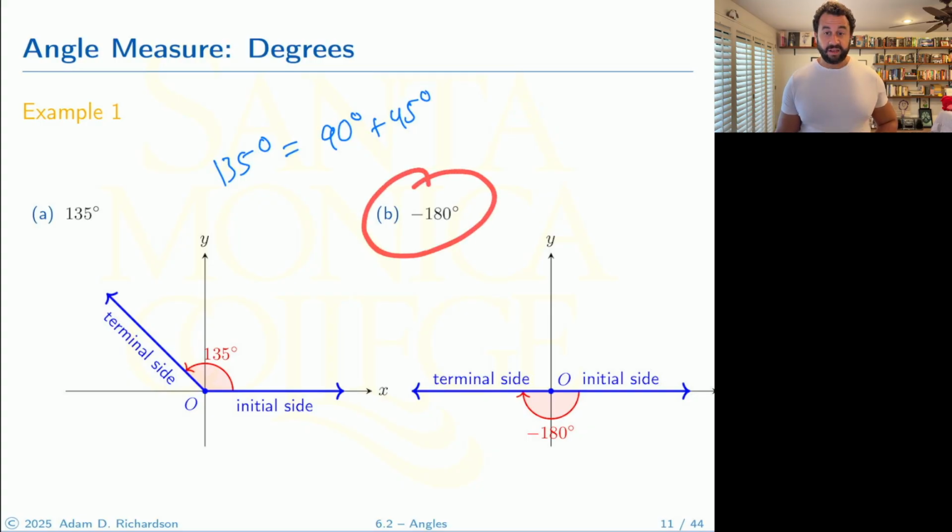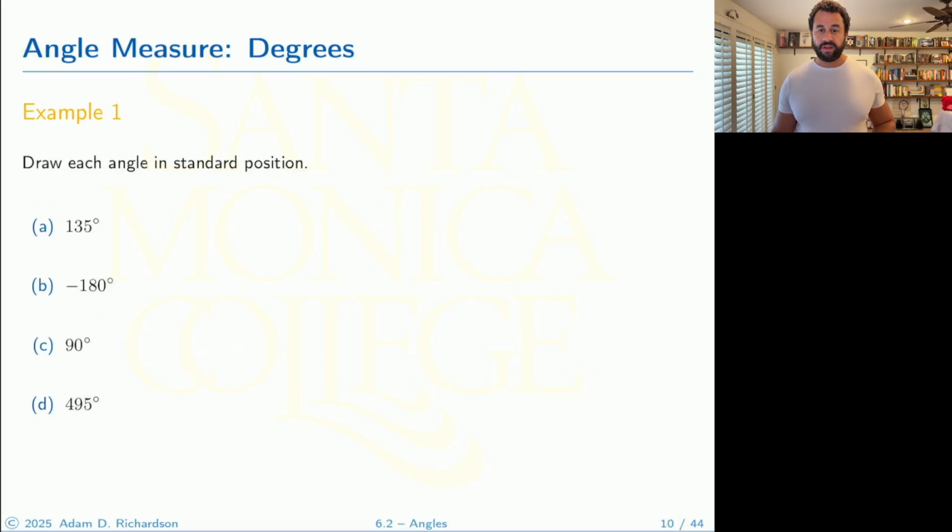Now, for this angle, negative 180, the thing I want to point out is that it's negative. So that means we're going to measure it in the clockwise direction. It's going to go this way, 180 degrees. And like I mentioned a minute ago, 180 is half of 360. So it's going to be half of a full revolution, just like that. Okay. Now I want you to think about the other two. One of them I kind of already gave you, and the other one builds off of one we already saw.